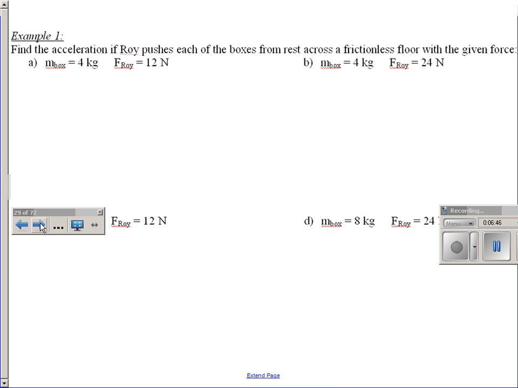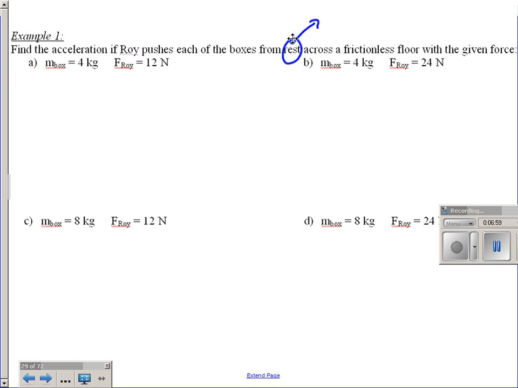So let's do some examples here. It says find the acceleration if Roy pushes each of the boxes from rest. That's important because it's telling us that our initial velocity of the box is going to be 0. He's pushing it across a frictionless floor with the given force. So this is basically just some quick calculations.